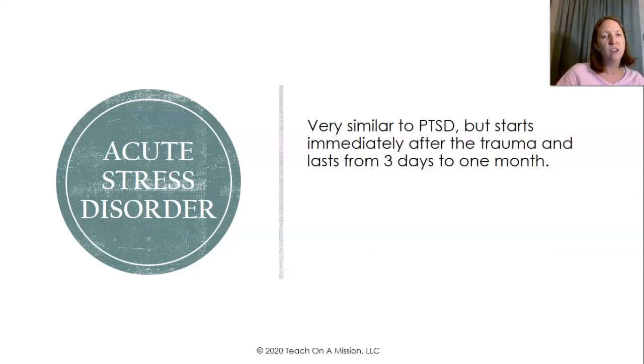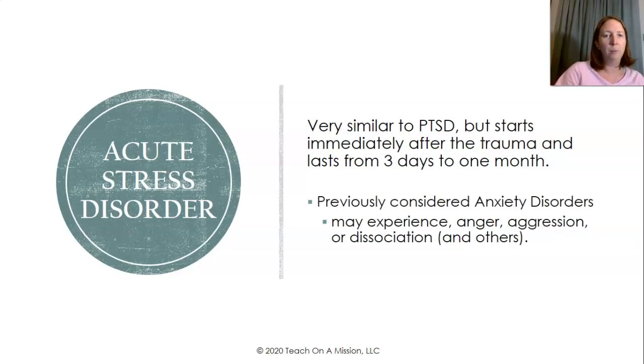What's the difference? It is very similar to PTSD, but it starts more immediately after the trauma and lasts from 3 days to 1 month. So post-traumatic stress disorder, PTSD, tends to be a little bit delayed and lasts longer, sometimes for years and years and years. This was previously considered just part of the general anxiety disorder category, but it is now acknowledged that there might be anxiety in acute stress disorder, but not always. Someone also may experience anger, aggression, or dissociation, and that is a word. It's almost like a break from your personality. We'll get way more into that word later.